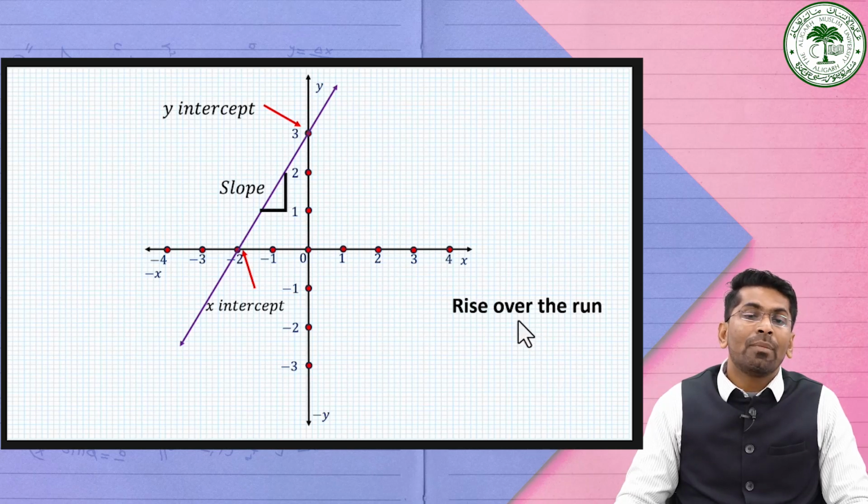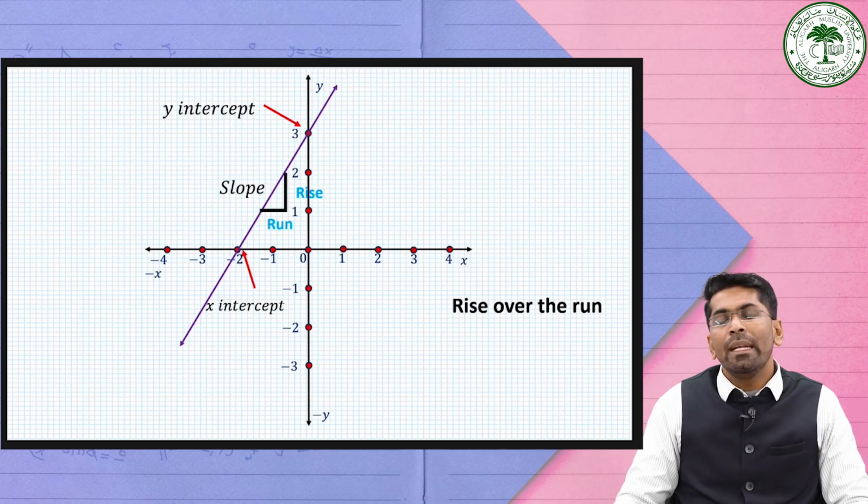And see in the graph, this is the rise part and this is the run part. The horizontal part is known as the run and the vertical part is known as the rise. See, in this graph of the linear function, intercept terms are given. Here this is one intercept, this is another intercept. What do you mean by the intercept?